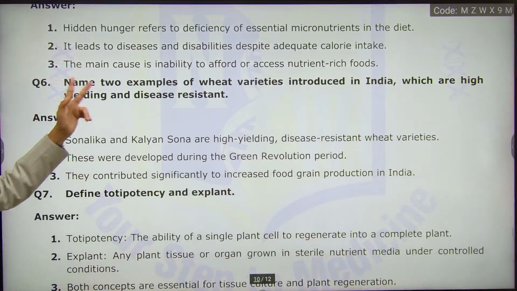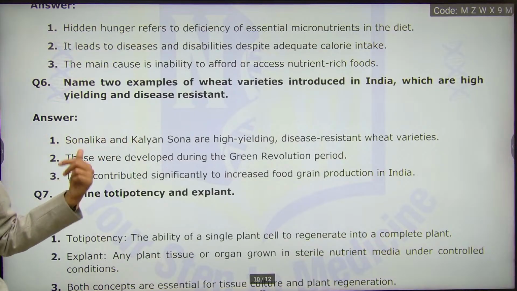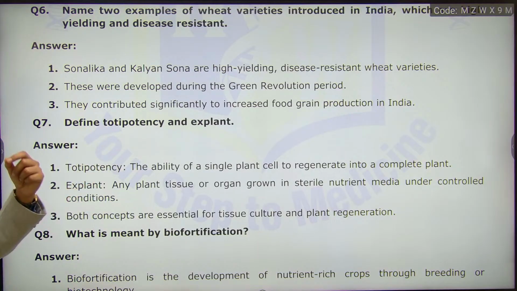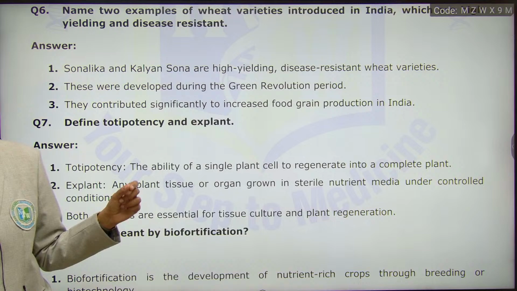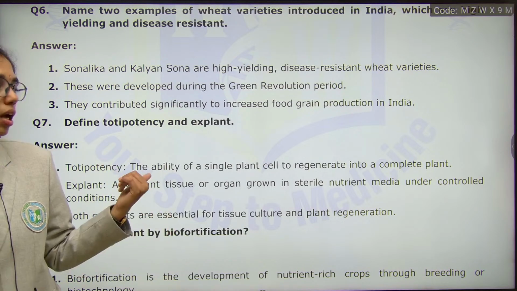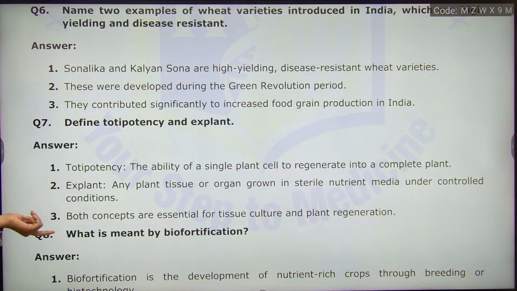Two examples for wheat varieties: Sonalika and Kalyan Sona. These are the two varieties of wheat. Totipotency. What is totipotency? Any cell, a single cell which has the capacity to regenerate the entire plant. That phenomenon is known as totipotency.